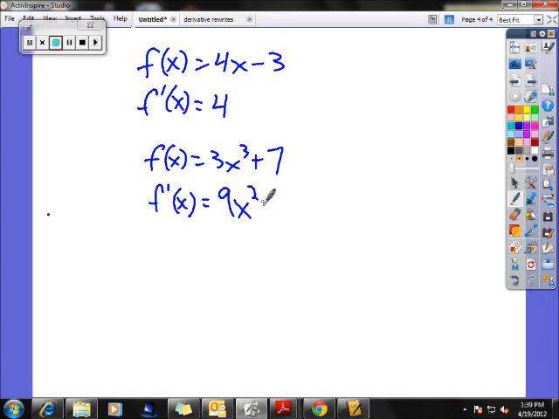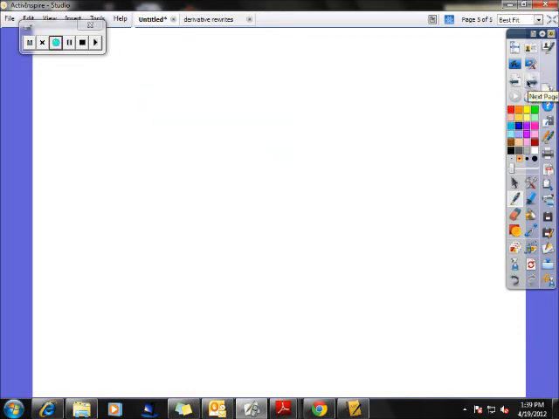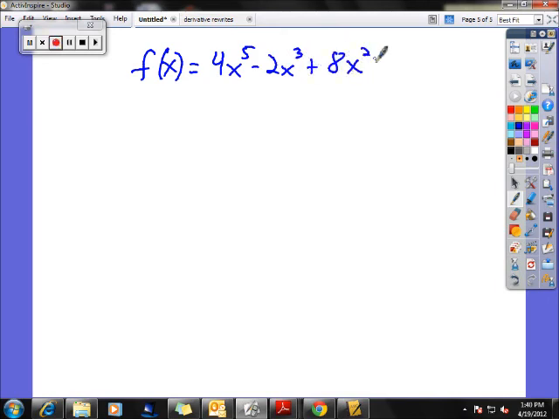Okay, so hopefully you'll appreciate this. Now, we can't make it just that simple though. All right. Now it is that simple. Let's just do one big polynomial here, and just for one more practice here. Let's say 4x to the 5th minus 2x cubed plus 8x squared plus 3x minus 1,000.